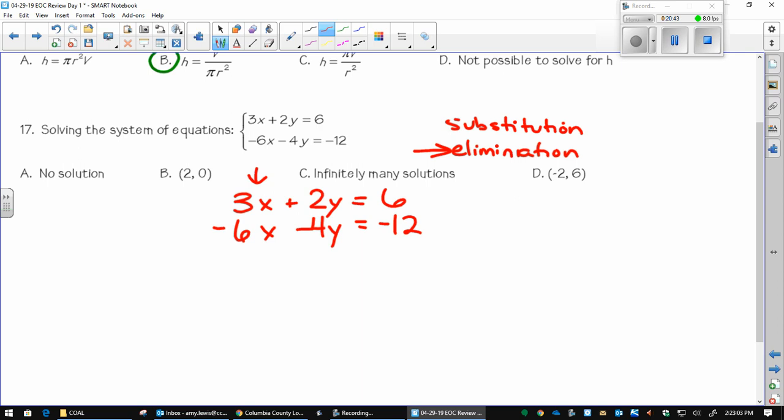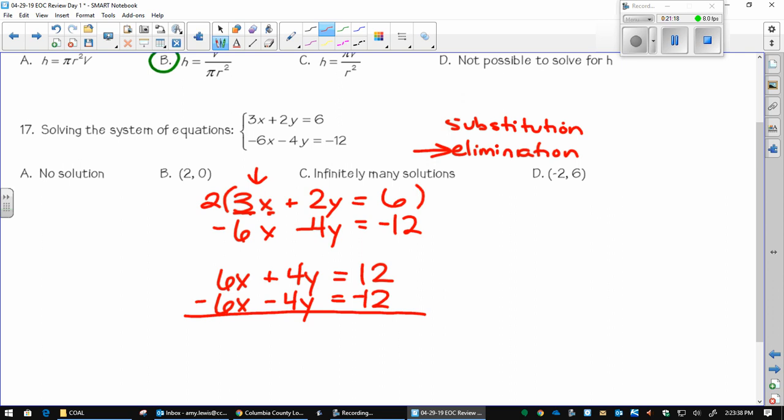So I need to get them to be the same coefficient but opposite signs, which means I need to multiply the top one by 2 because that's going to give me a 6x. But I can't just multiply the first term by 2, I have to multiply everything by 2. So that would give me 6x plus 4y equals 12. Whoops. And of course I'm just going to write down the next one. No changes to the second equation. And then we're going to combine them. Those cancel out, these cancel out, and these cancel out, and leave us with 0 equals 0.